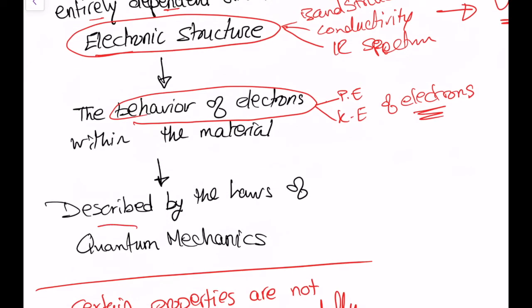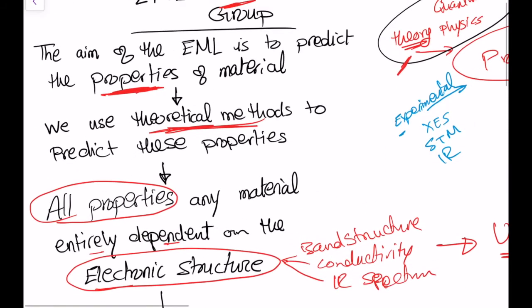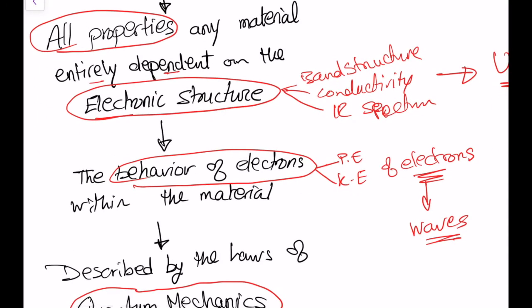Because quantum mechanics is what describes electrons most accurately, because classical mechanics will not describe electrons accurately or even close to accurate, because electrons are actually waves. Quantum mechanics is based on wave mechanics, so it deals with electrons as waves. So this is basically what the theoretical group does. It just predicts the properties of the material by getting the electronic structure.